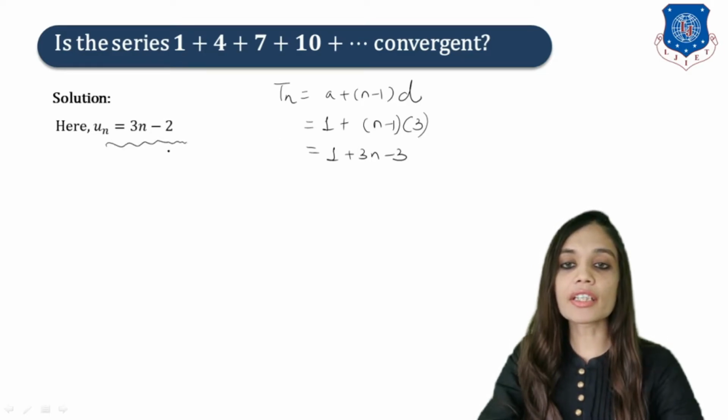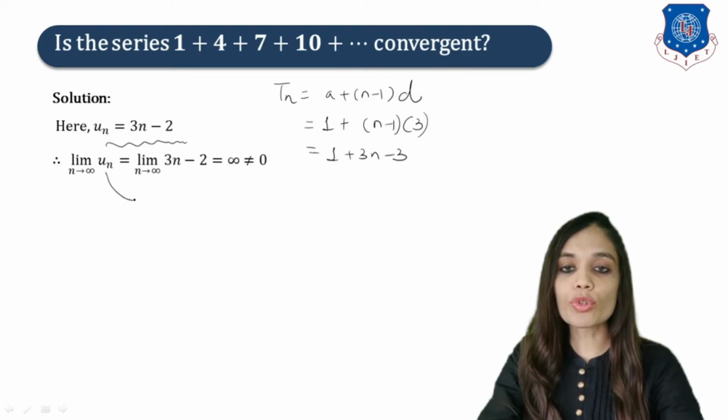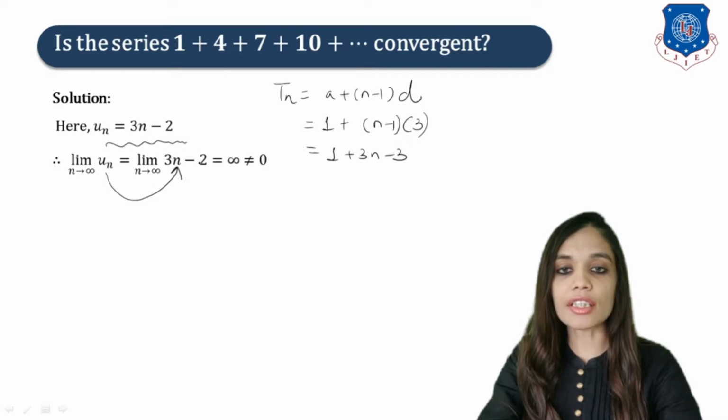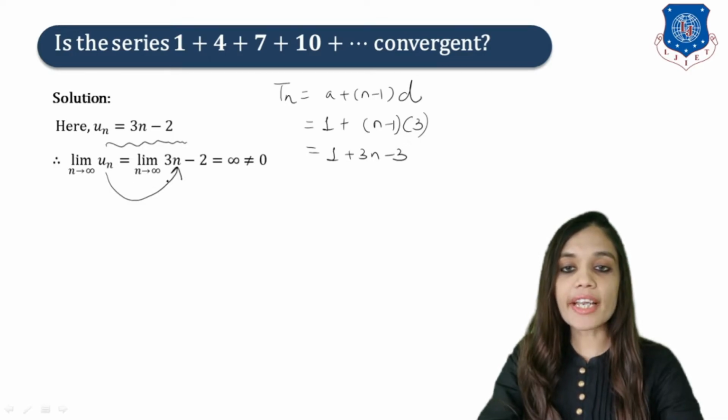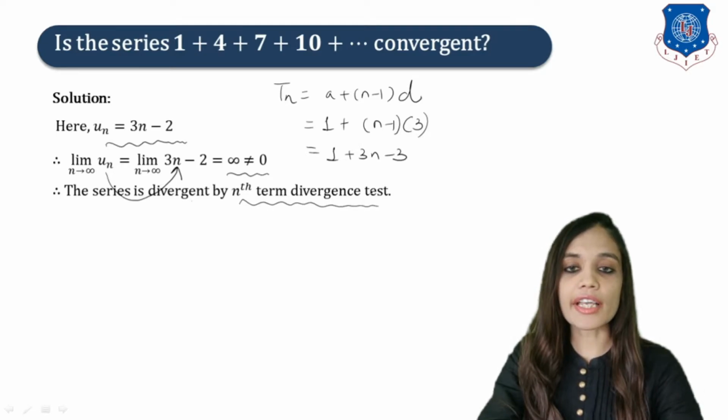Now again we will find the limit of un as n tends to infinity. So put the value of un, that is 3n minus 2. Now as n tends to infinity, the whole term will go to infinity, which is not equal to 0. Hence we can say that the given series is divergent by the nth term divergence test.